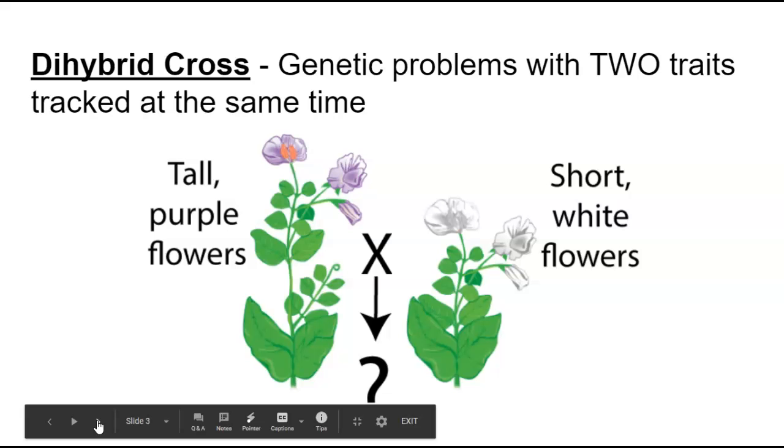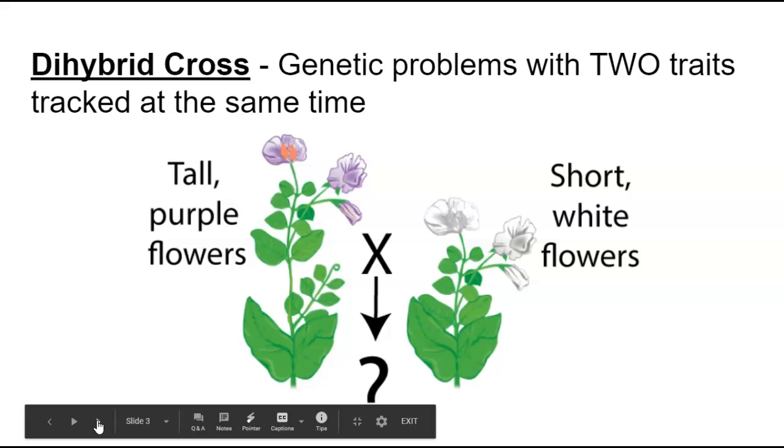So instead of just talking about flower color, right? Is it purple or white? We're also talking about a second trait. Maybe stem length. Is it short or is it tall? So we're combining two problems, and I would write this down.